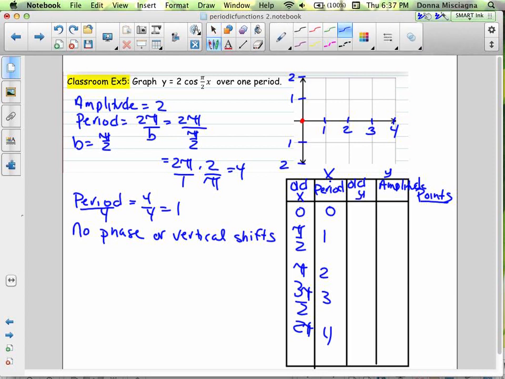Old y values for cosine. Cosine starts at its max. 1, 0, negative 1, 0, 1. Hopefully you would have realized after we were done and we looked at the graph, hey, that's not a graph of cosine at all. All right, so let's just fix that. Our old x and our new x, those were fine, right? Where we had a problem was with our y values because I accidentally wrote down the points for sine, not cosine.